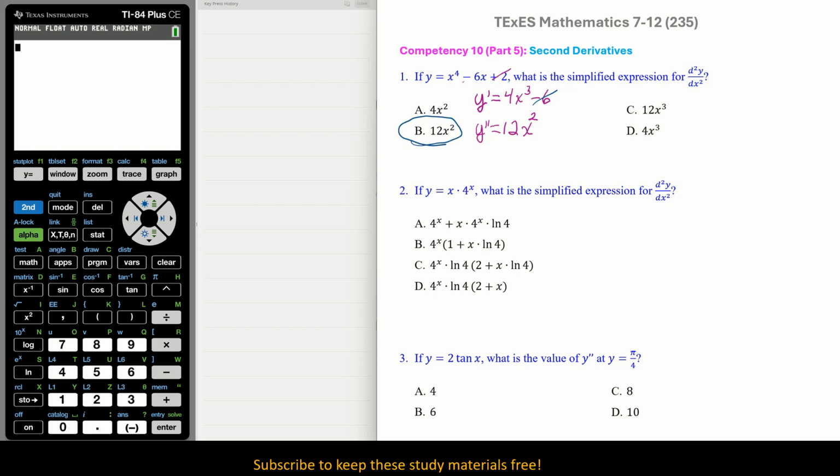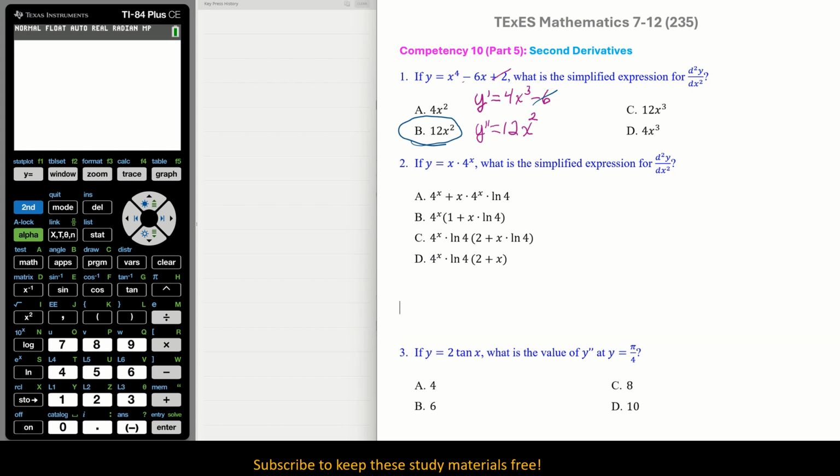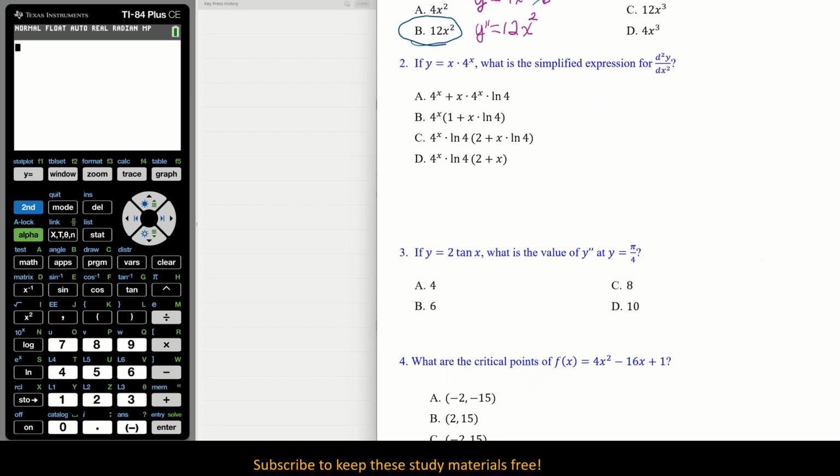Then we apply the same thought for number 2, but it's going to be a little different. It's going to take more putting things together. For number 2, if y equals x times 4 to the x, what is the simplified expression for the second derivative, which is y double prime?